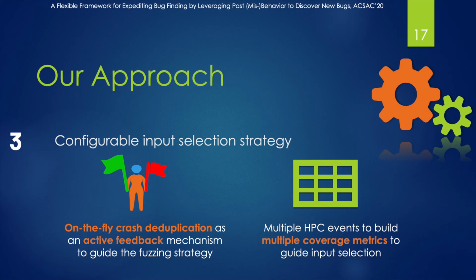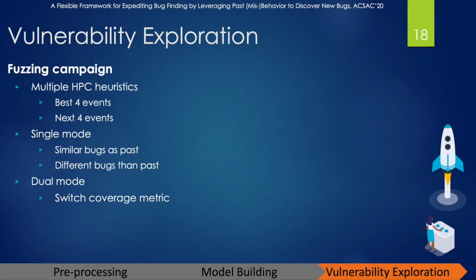Instead of solely using crash deduplication for post-processing, we use on-the-fly crash deduplication to actively steer the course of fuzzing. When the fuzzer does not make progress in finding crashes, or finds only similar crashes, the online deduplication mechanism can provide feedback to switch the fuzzing strategy. We can therefore switch our coverage metric to select a different set of HPC events to efficiently guide fuzzing. Given our understanding of past vulnerabilities, we can essentially fuzz towards finding similar bugs as the past and towards different bugs than the past. We saw this using the illustration.